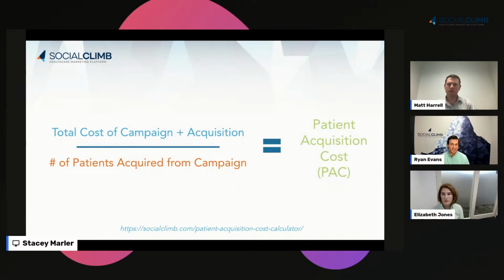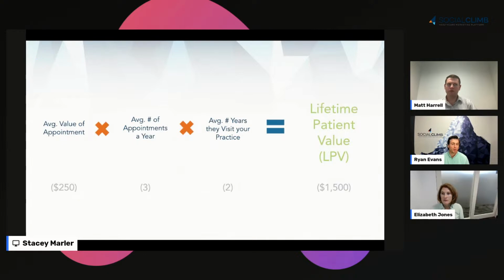If you wouldn't mind going to the next slide, here's some more of the math. This is what we're going to talk about today. Not only is patient acquisition cost super important, but the lifetime patient value is super important, right? Because they may book an appointment with us and they may have some value on that first appointment, but how many times do we see patients, right? So the lifetime patient value is the average value of the appointment multiplied by the average number of appointments in a year, multiplied by the average number of years they visit your practice.